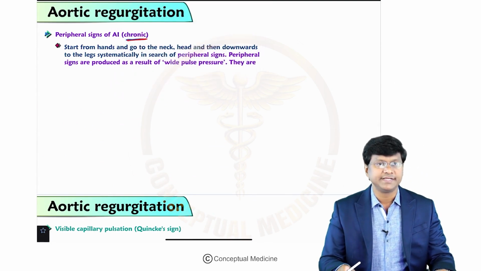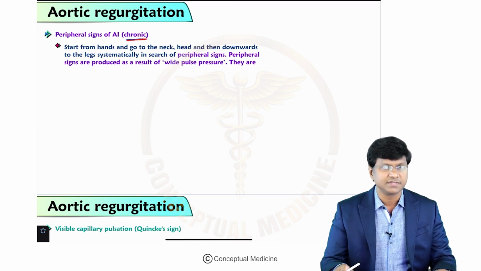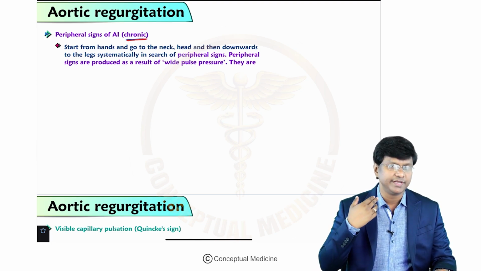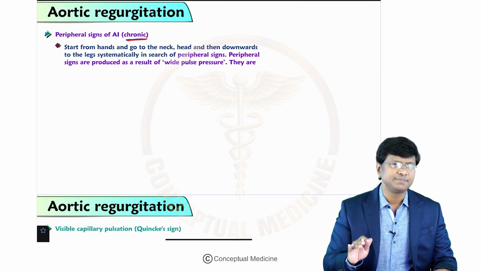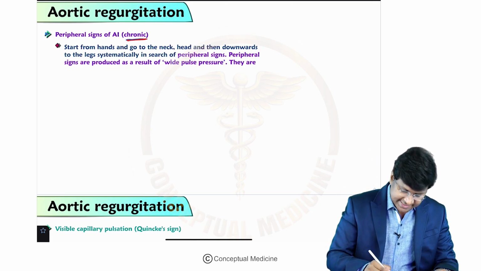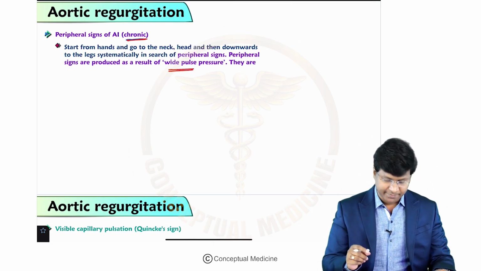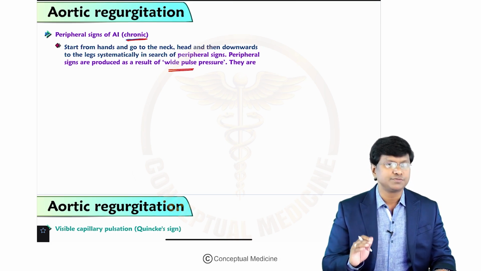If you see the peripheral signs of aortic regurgitation, there are almost 15 to 16 peripheral signs in patients with aortic regurgitation. So you just start from the hands, then go to the neck, head, abdomen, and then the lower limbs. All these peripheral signs are produced as a result of wide pulse pressure. Now, what are those peripheral signs?